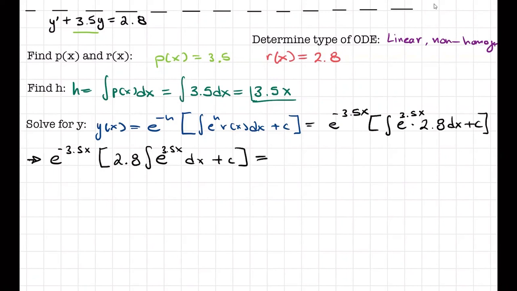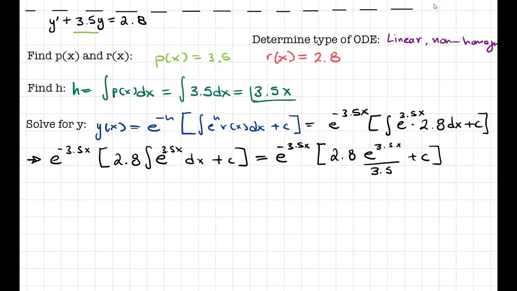And so this will be e to the negative 3.5x times, well, that 2.8 is still there, 2.8. And then the integral is just a simple integral. So that will be e to the 3.5x over 3.5 plus c. And then all we need to do right now, after it's like this, you can see we did the integral. So after, we are going to multiply and distribute. We're going to multiply this times this term and also multiply times that plus c.